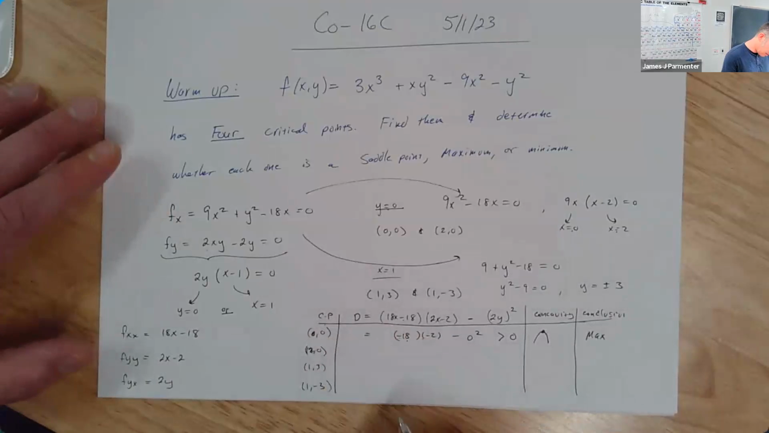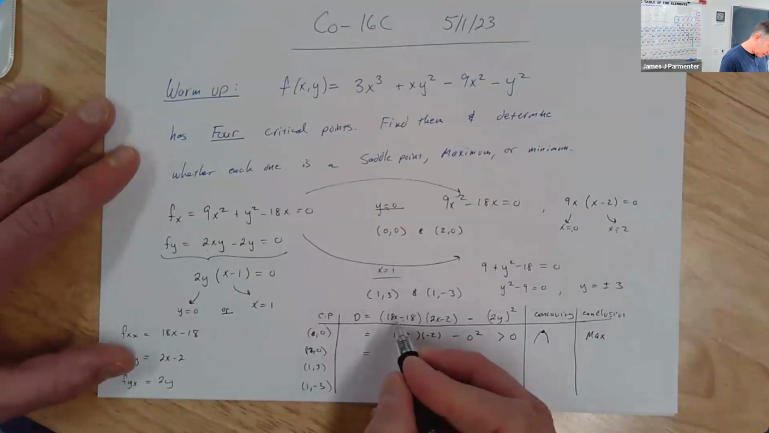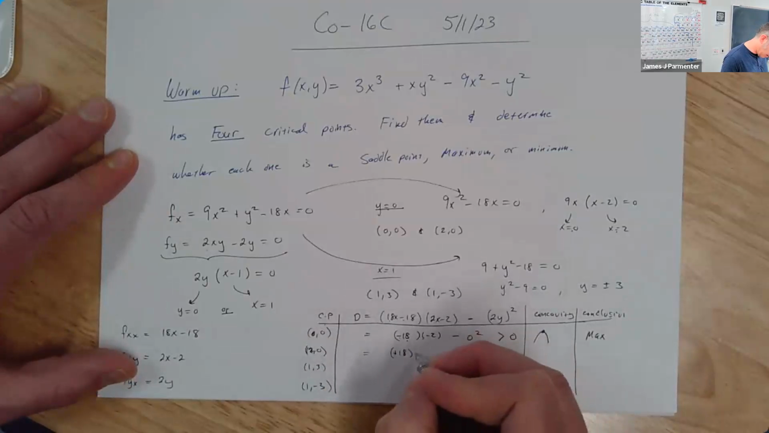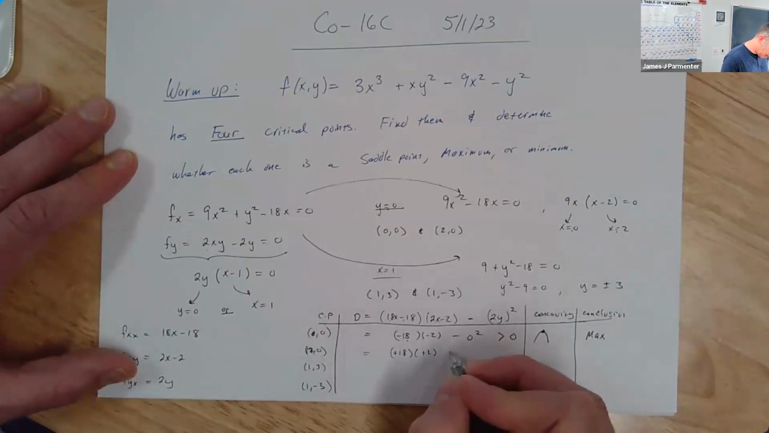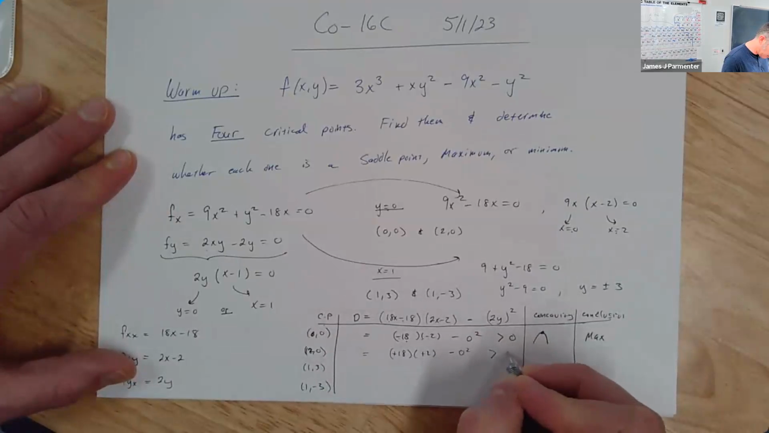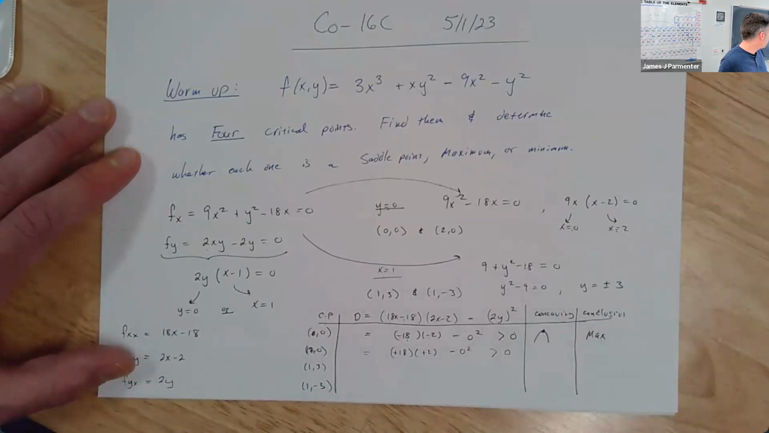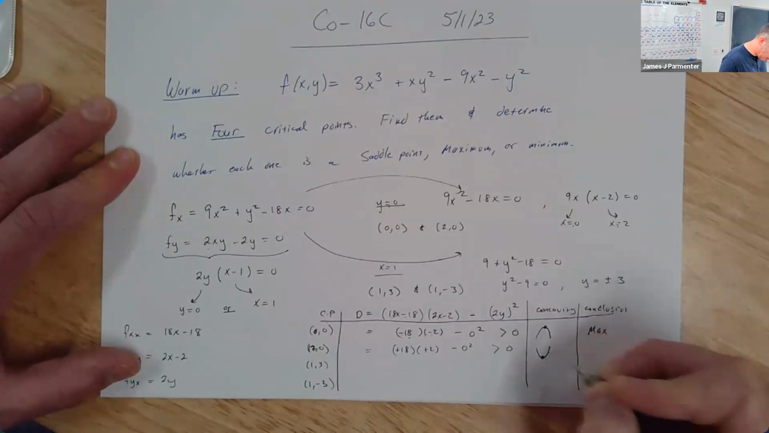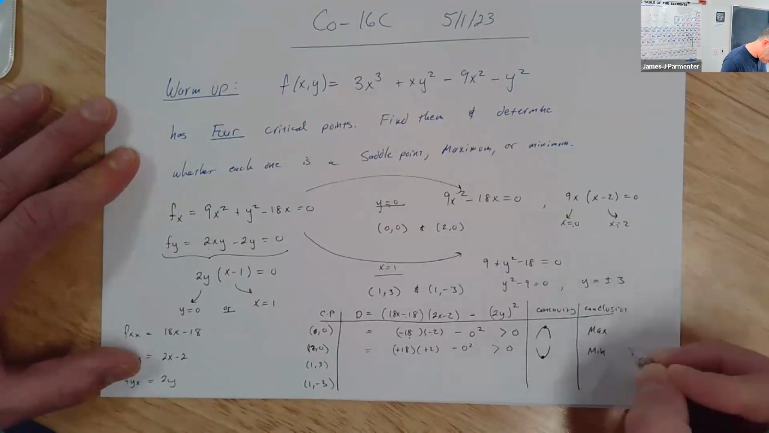Do the same thing for the next point. 2 comma 0. So now I'm going to get, well, let's see. 18 times 2 is 36 minus 18 is positive 18. 4 minus 2 is positive 2. Still minus 0 squared. So it's still positive here. But now we can see that both the second derivatives are positive, meaning it's concave up, meaning we have a minimum.